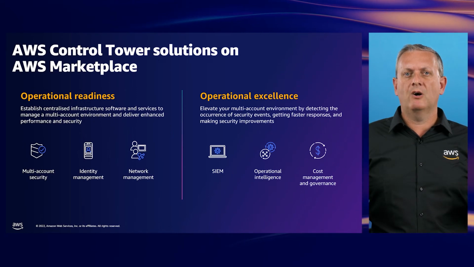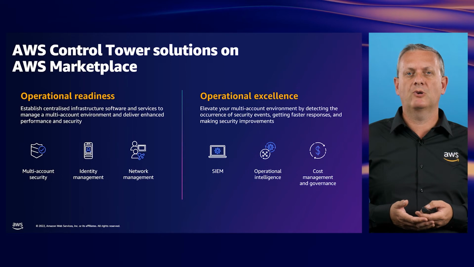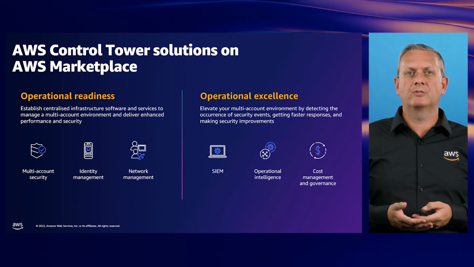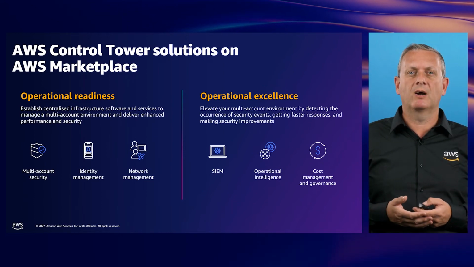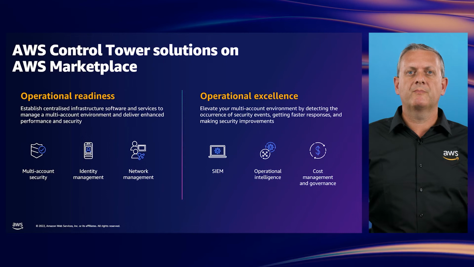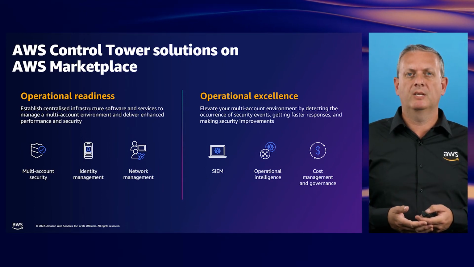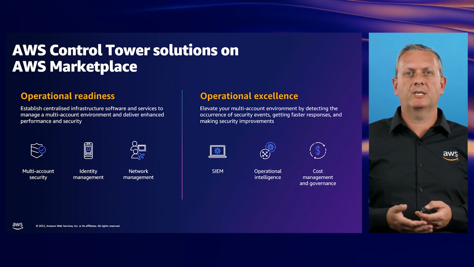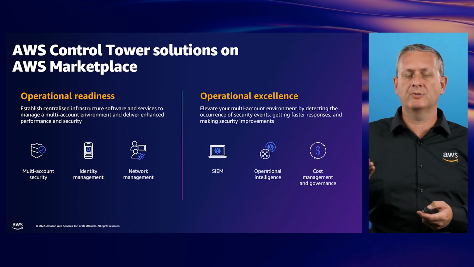AWS Marketplace now offers a new category of solutions to help you to integrate third-party software with Control Tower. These solutions help solve key infrastructure and operational use cases, including identity management, security for a multi-account environment, centralized networking, operational intelligence, and security information and event management. This is a great way to extend security controls and governance into your AWS accounts using trusted security vendor partner solutions that you may already be using today on premises.